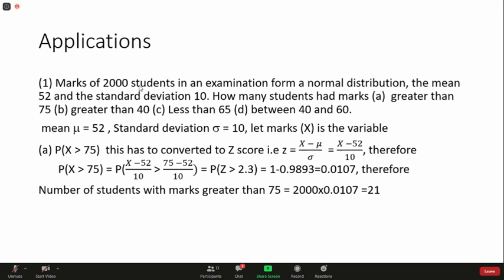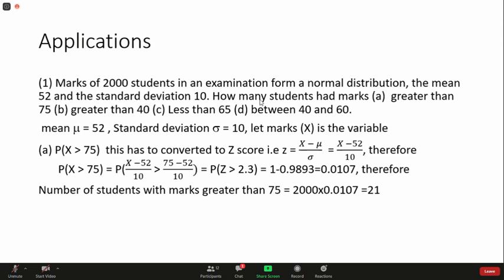See the marks of 2,000 students in an examination. From a normal distribution that is given, right? The distribution of the 2,000 students' marks is from a normal distribution. Only thing you see here, we don't know actually any marks. There are actually 2,000 marks, but we don't know the marks, but the two parameters are given. Mean is 52 and standard deviation is 10. Every time, whatever the population, these two parameters have to be given. Mean value is 52, the standard deviation is 10.